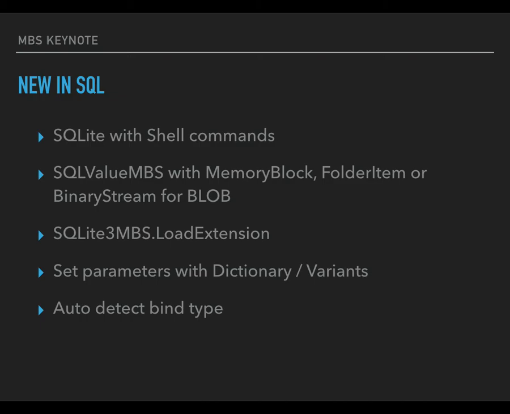We have the SQLValueMBS class to define a value for blob. And we can directly pass in memory blocks now, which avoids any intermediate conversion to a string. You can also tell the plugin to read the file itself from a folder item on demand. So if it's a big blob file, we can read it in chunks in the background. You don't need to do that yourself, as well as from a binary stream you opened.